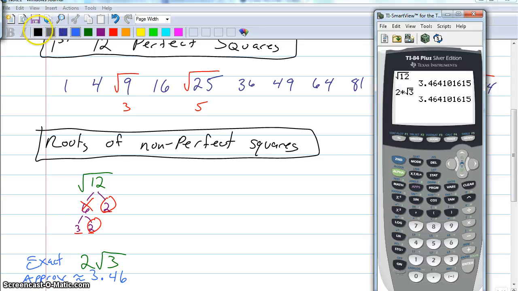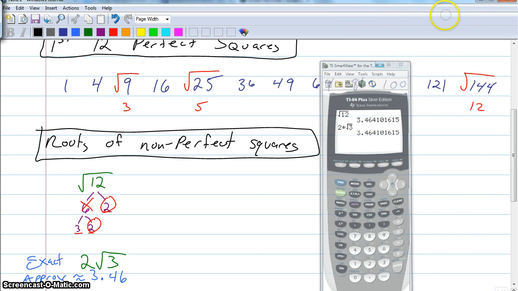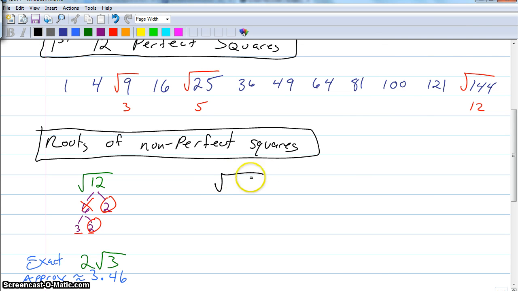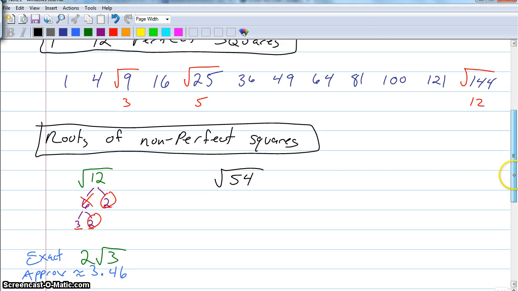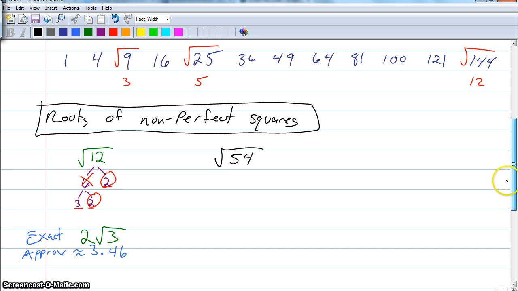Let's do another example. How about the square root of 54? The square root of 54. Now, 54 is somewhere between 49 and 64. What's the square root of 49? 7. Square root of 64 is 8. So this is going to be somewhere between 7 and 8. 7 point something. So we make a factor tree. Go ahead and make your factor tree.